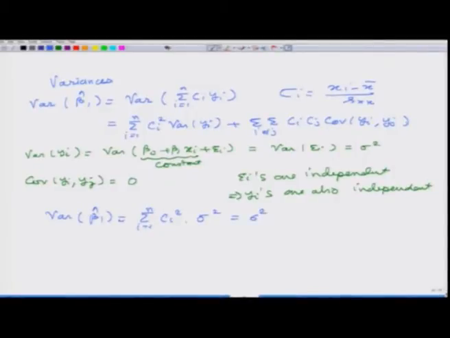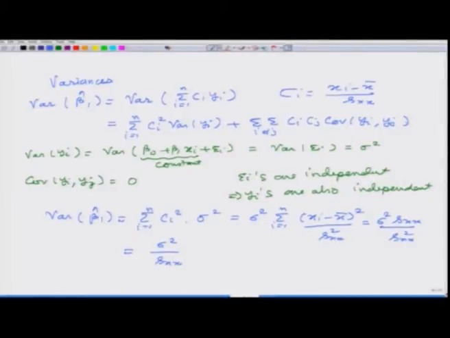So let us try to simplify this expression further. I can write sigma square times the summation i goes from 1 to n of x i minus x bar whole square upon s x x square. So this is sigma square s x x upon s x x square. So this is nothing but sigma square upon s x x. So this is the variance of beta 1 hat.